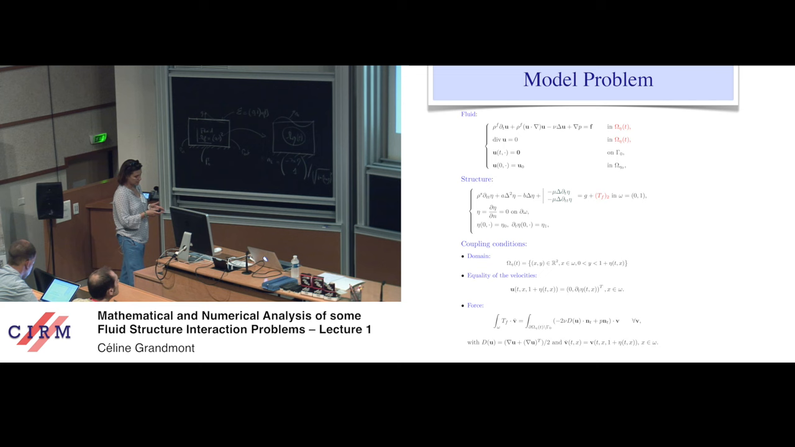Okay. So here you have the full unsteady coupled problem, which is really nonlinear. So you have the geometrical nonlinearity, you have the equality of the velocity at the interface, you have this coupling, the force applied by the fluid on the structure, and you have, I would say, parabolic hyperbolic coupling.